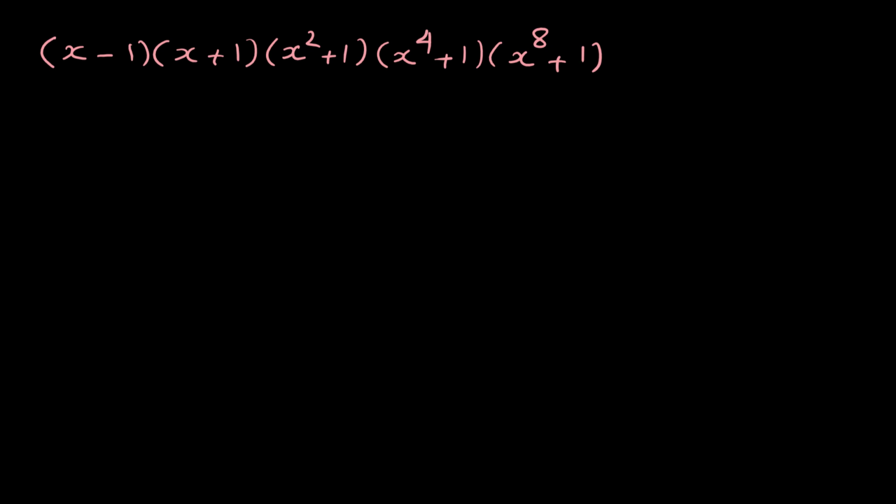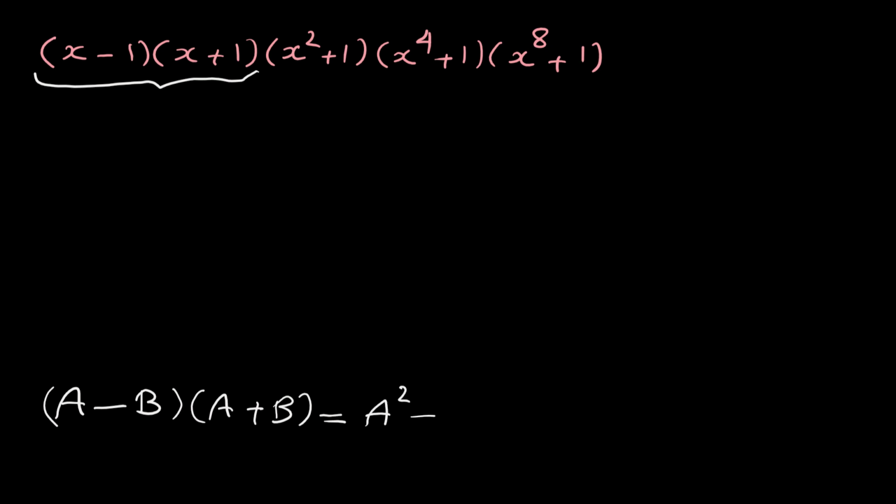But what is the best method? We want the fastest and easiest way to find the answer of this tricky question. Please pay attention. Here, if you pay attention, we have two expressions that are conjugate of each other. One of them is a minus b, the other one is a plus b. One of them is x minus 1, the other one is x plus 1. Based on this relation that we know, a minus b times a plus b is a to the 2 minus b to the 2, immediately we can evaluate this part.